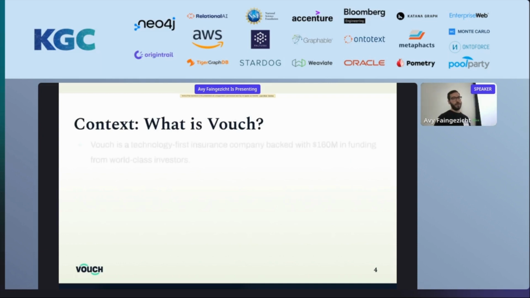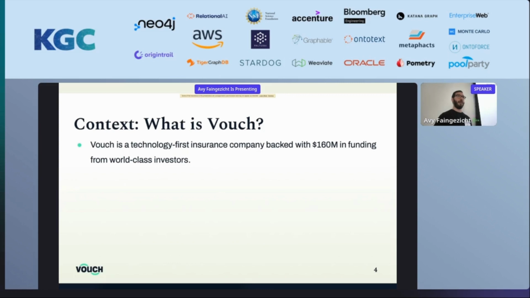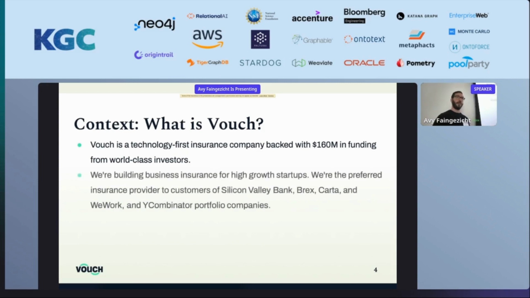So what is Vouch? Vouch is a technology-first commercial insurer. We are basically building commercial insurance products for startups. We have a bunch of different partners that we work with. We work with Silicon Valley Bank. We work with Y Combinator, Brex, Carta, a lot of names that you probably are familiar with. We're the preferred insurer for all of their customers, all of their partners.